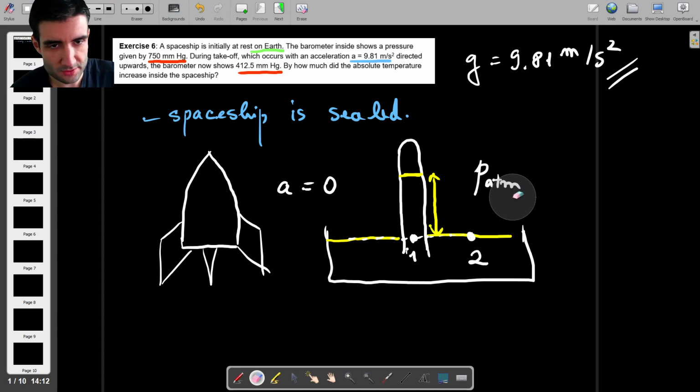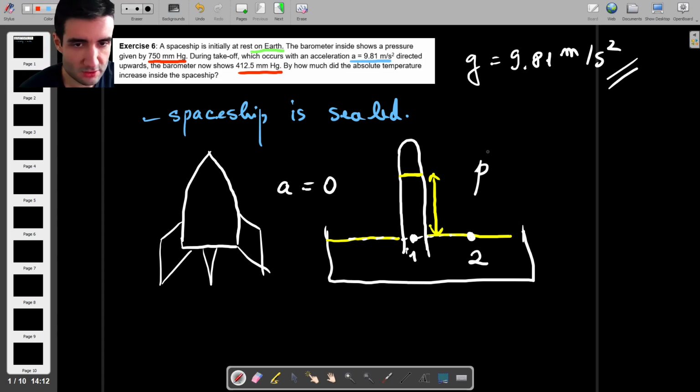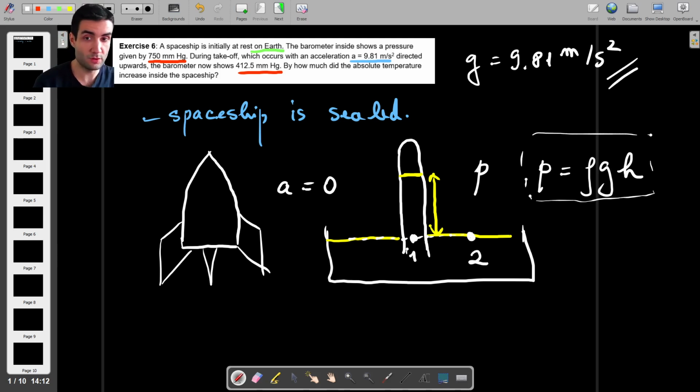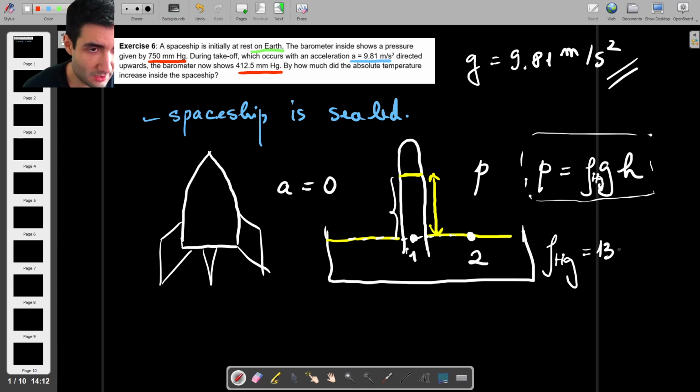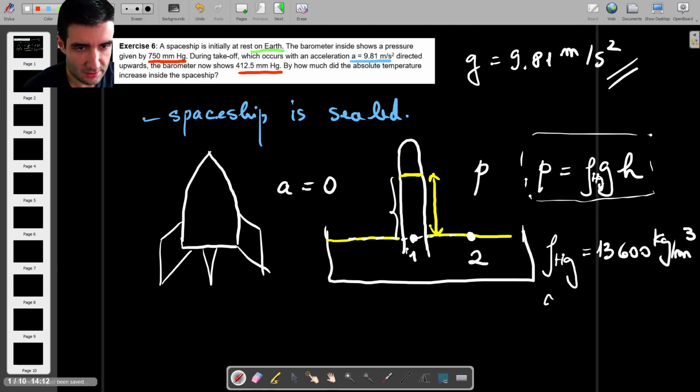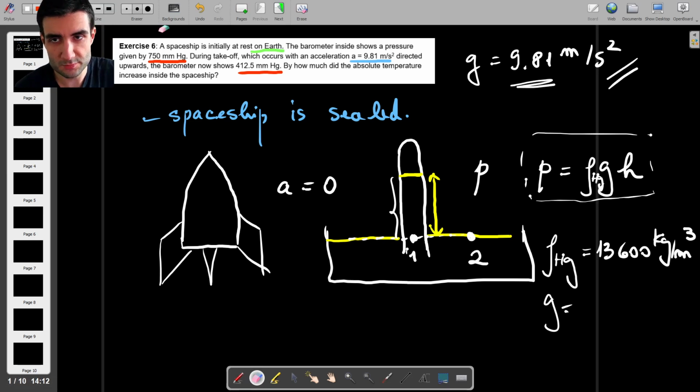Okay, so I'm going to drop this subscript and just call this P. So what we'll have is that our pressure will be rho times g times h. This is the pressure of the air inside the spaceship when the spaceship is not actually traveling upwards. This is density, the density of the mercury, so let's put a subscript Hg. So rho Hg is 13,600 kilograms per meter cubed. g is obviously 9.81 meters per second squared.